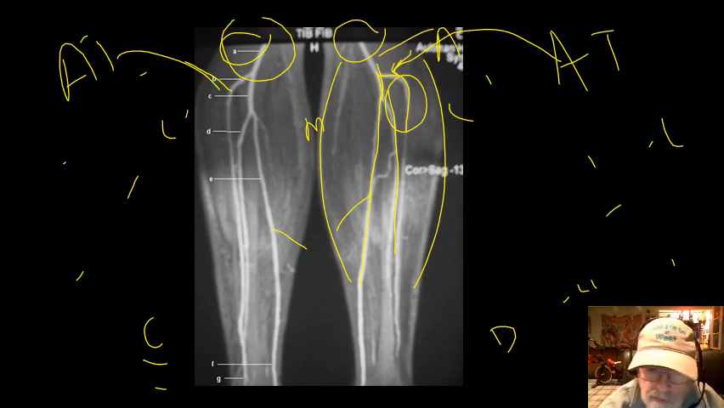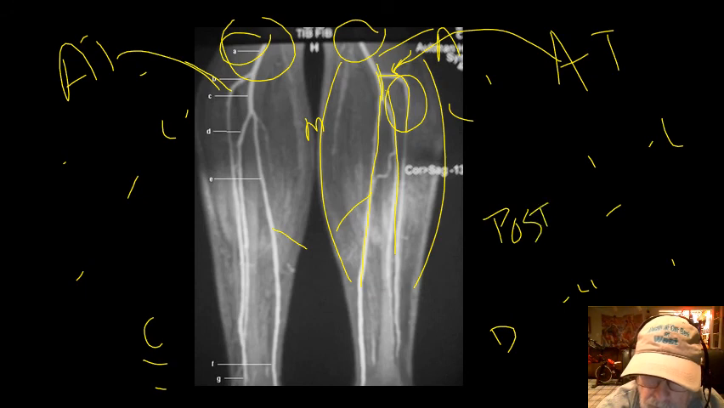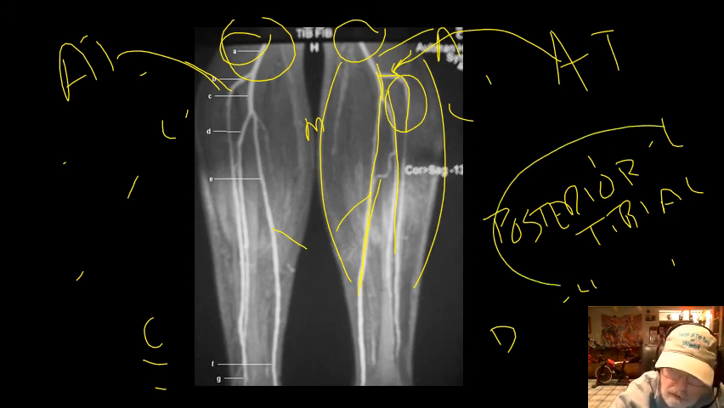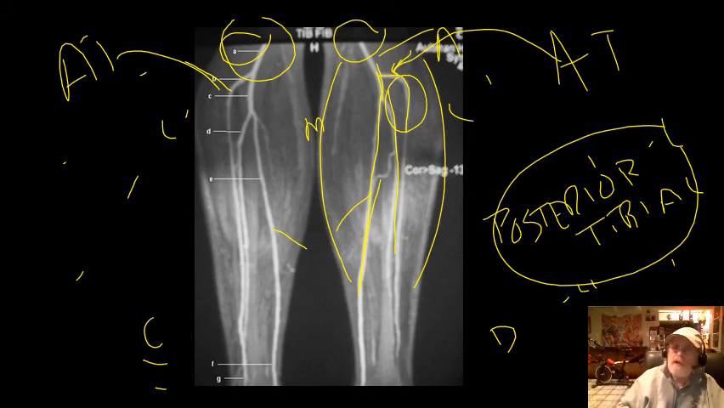If I have an anterior tibial, guess what I must also have? I must also have a posterior tibial. And that's the posterior tibial artery. If you feel behind your medial malleolus, posterior to the medial malleolus, you'll feel a pulse back there. And that pulse you feel back there is the posterior tibial artery. That posterior tibial artery then goes to the bottom of the foot and provides the blood supply to the plantar aspect of the foot. So that's the posterior tib.